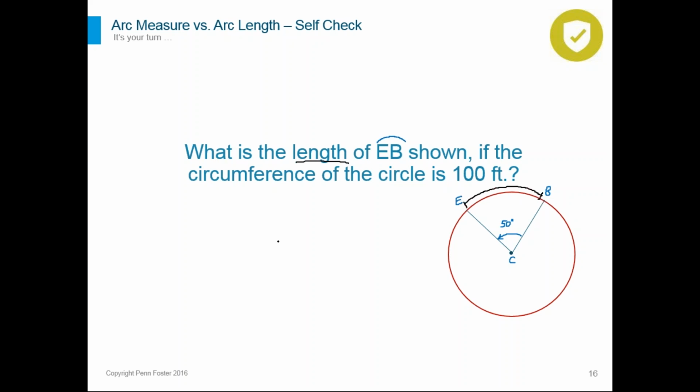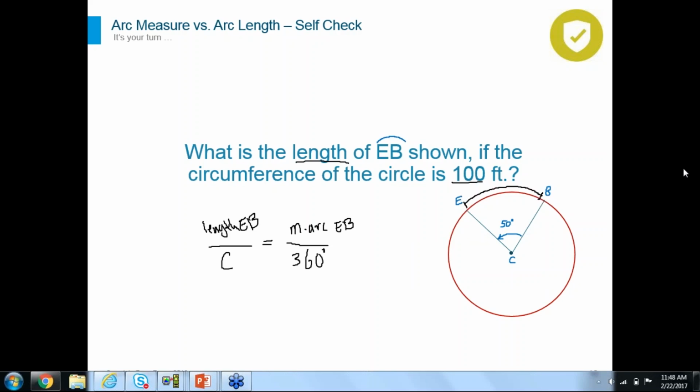Before I put the question up, I'm going to rewrite the proportion for you, because I'm sure you didn't memorize that. So 360 degrees. Here would be the measure of the arc EB. You need to figure this out from the question. The length is the unknown, length of EB. And then here goes the circumference. Circumference is what? And you can go from there. So I'm going to give you some time to figure out the answer. Here you go.